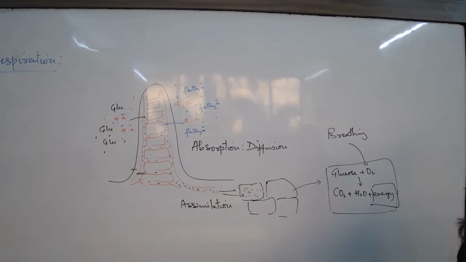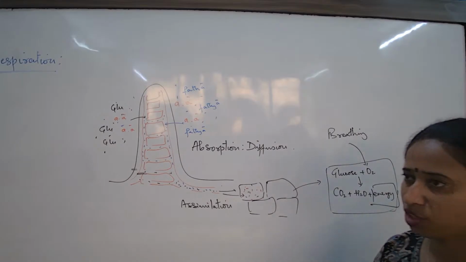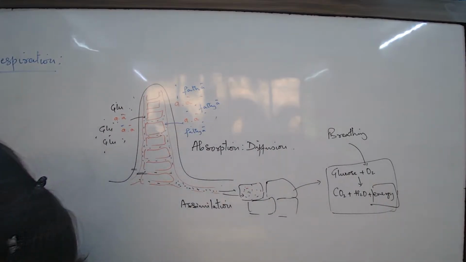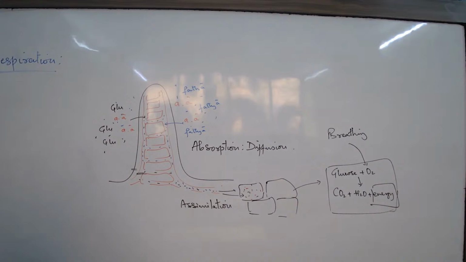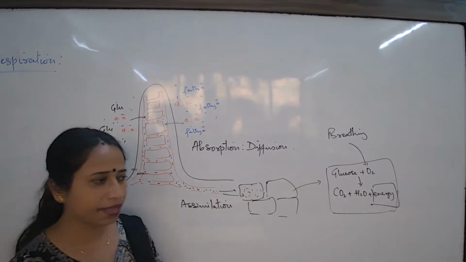Write down the heading, the next part of the chapter: the biochemical process in which food is broken down in the body cells.